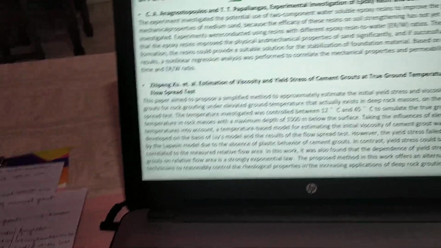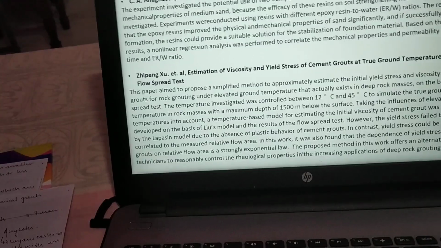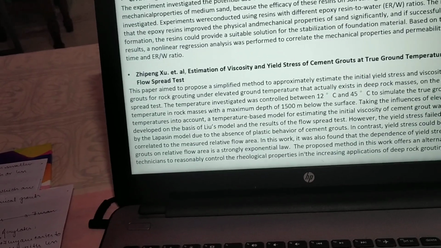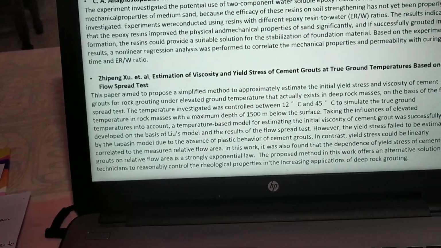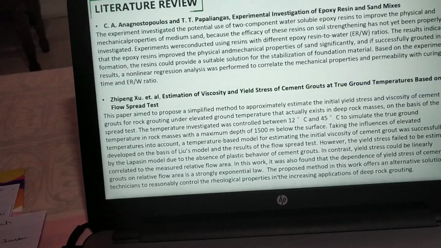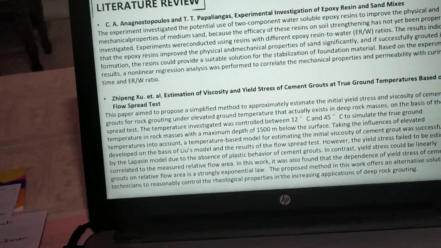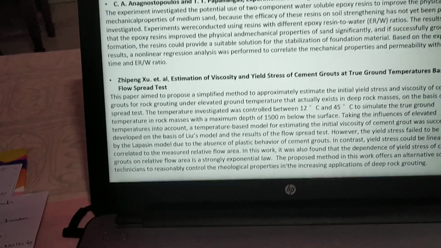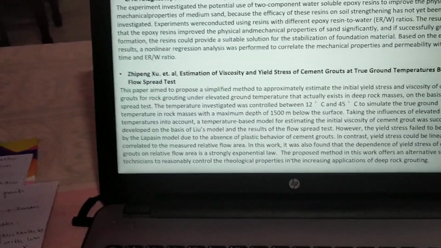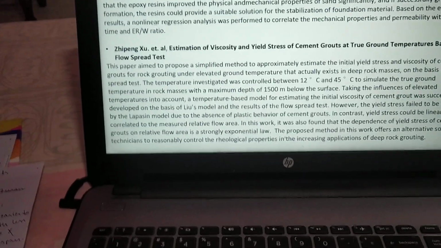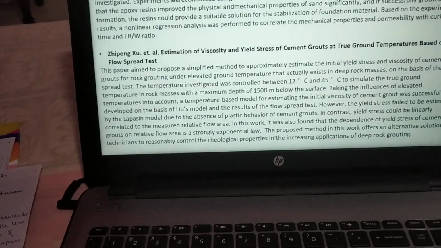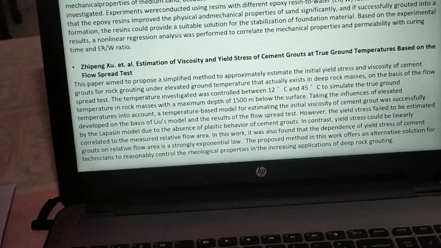They basically developed two models, the Lewis model and the Laplacian model. The Laplacian model failed due to the absence of the plastic behavior of the cement grouts, whereas the Lewis model was successfully triggered by the flow spread test and gave them the right values. In contrast, the yield stress could have been linearly correlated to the measured relative flow area values, which wasn't done in this research, which is the only limitation that I found.